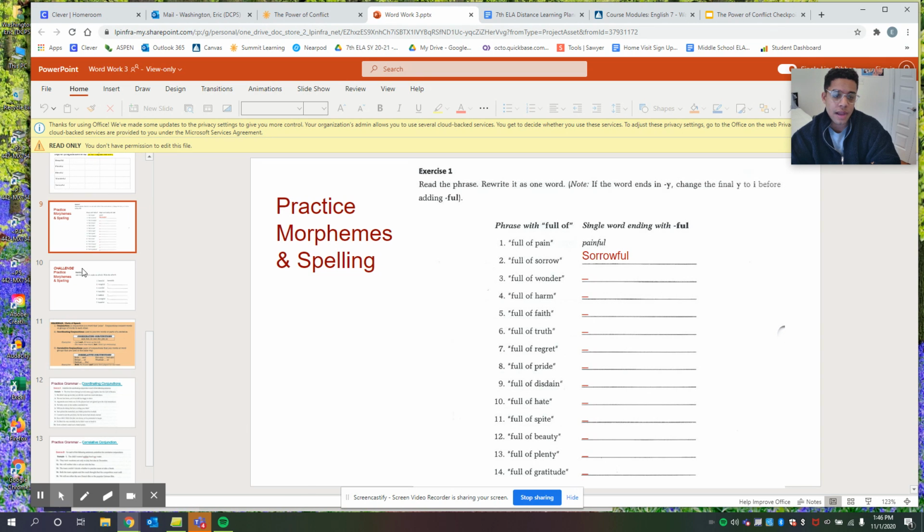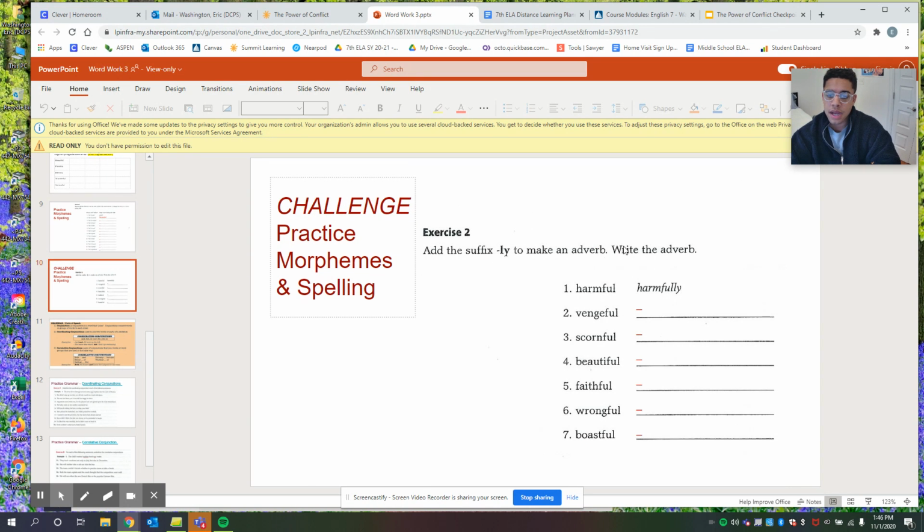Good luck. All right, then you'll have some challenge turning these words into adverbs. And again, like I said for the first word work, adverbs typically have ly at the end. So you add the suffix ly to make an adverb. So vengefully, scornfully, and so on.